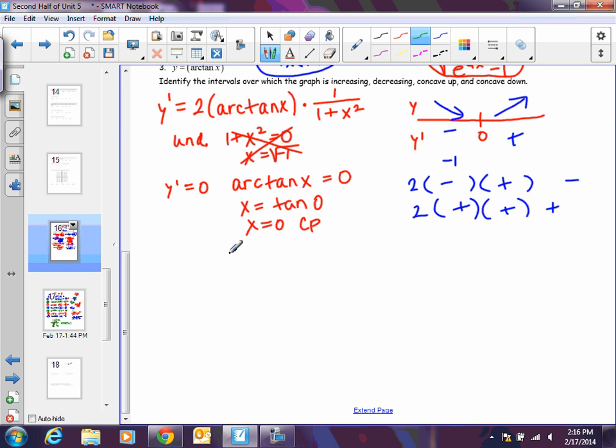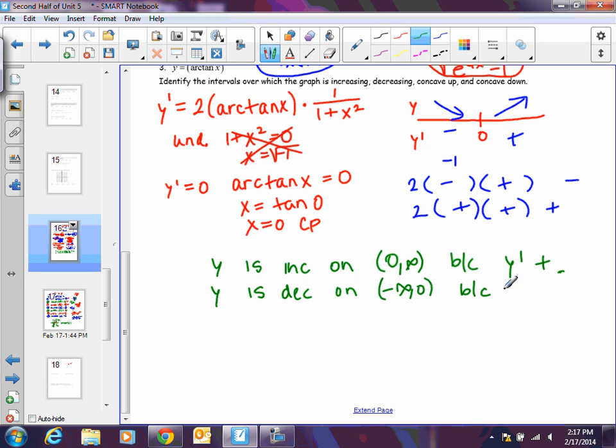Okay, so now we're ready to write our answer. In this case, y is increasing on, and we look up here, we say, oh, 0 to infinity. And we always write a reason, because y prime is positive. Then we're going to write a similar statement about decreasing. Y is decreasing on negative infinity to 0 because y prime is negative.